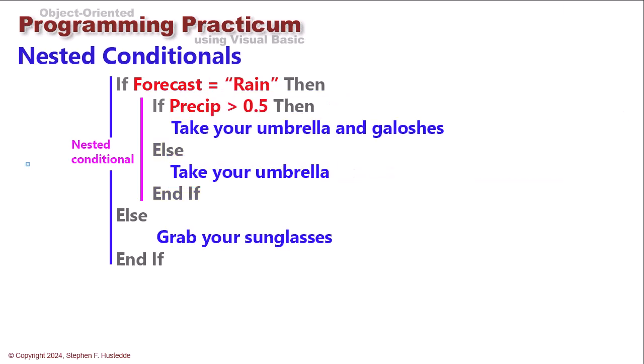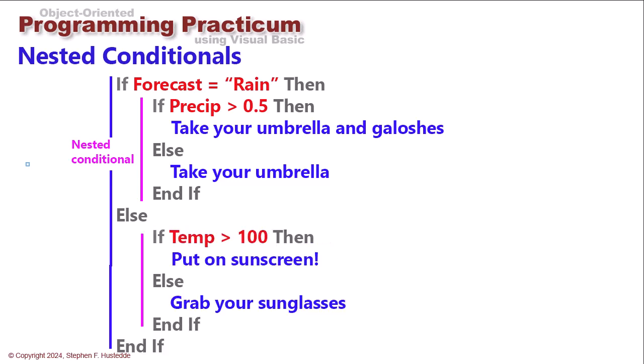Let's take a look at an example here. With the forecast equals rain, we're going to ask, is the precipitation going to be greater than 1/2 inch? If it is, we're going to say take your umbrella and galoshes. Else, you just need to take your umbrella. However, if there is no rain, then that else fork is grab your sunglasses. So we have 3 different forks here, and 2 of those are based on 2 different conditions.